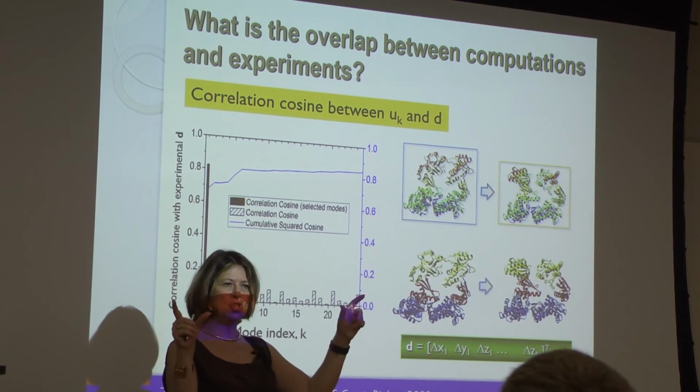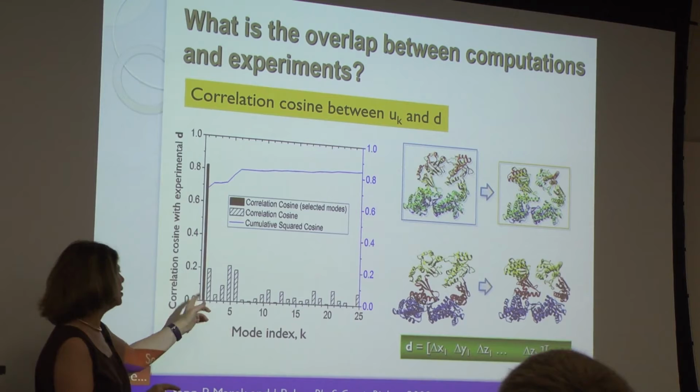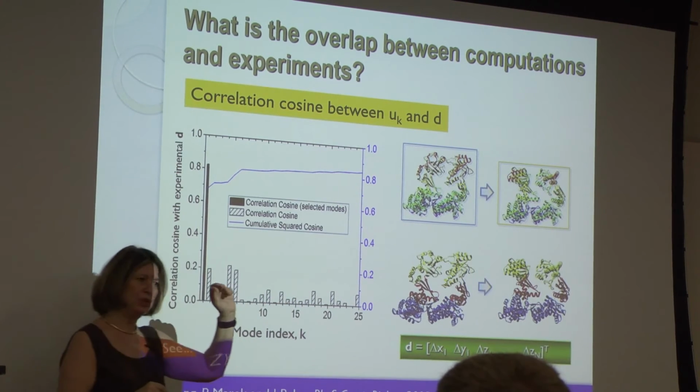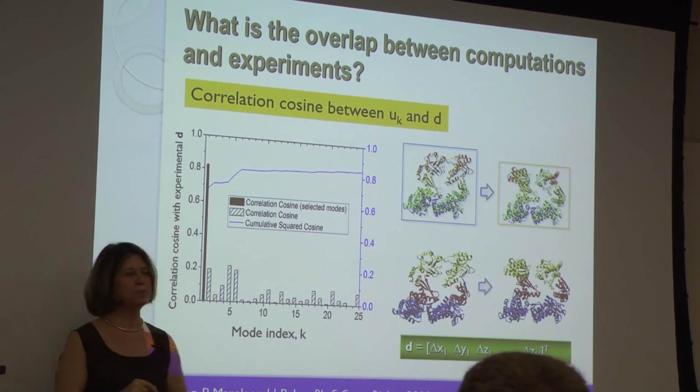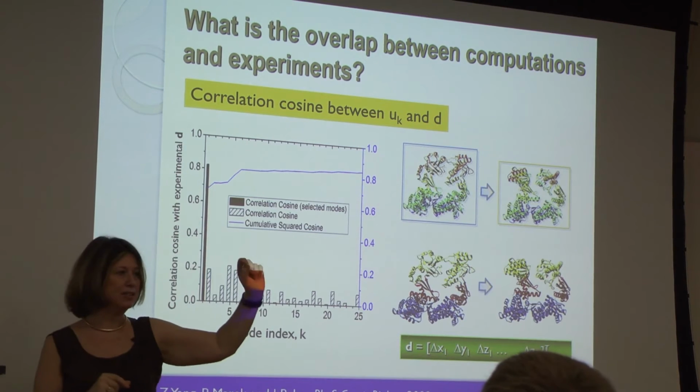The transition between R and T is simply accounted for by this mode. Plus, there is some contribution from all others. And if you sum them up, it sums up to 1, of course. But it's already 80% accomplished by a single mode.